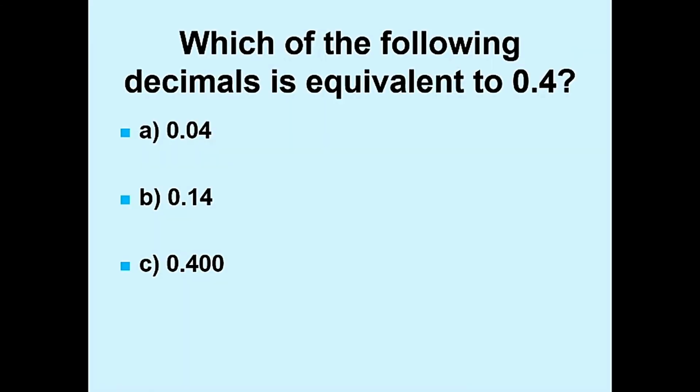Next, which of the following decimals is equivalent to 0.4? Is it A, B, or C? The answer is C, 0.400. Here, to 0.4, we can add two zeros to make it equivalent to 0.400.